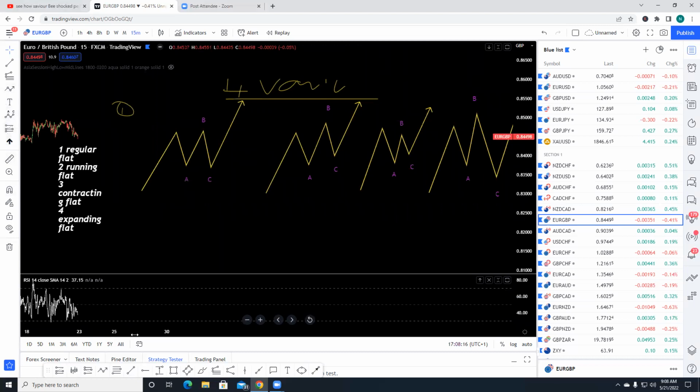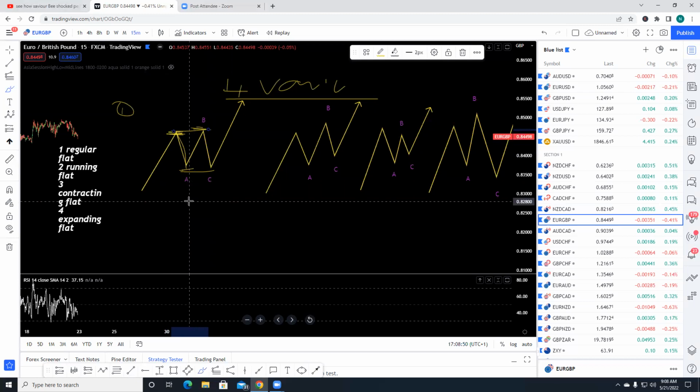Okay. Now, the first one is the regular flat. Regular flat here, look at the end of wave B. In a regular flat, wave B does not cross the beginning of wave A. Look at wave A here. This is the beginning here. When wave B now comes here, it does not break this top here and then come down. And when wave C is coming down, it does not break the end of wave A here. So when you have this type of flat in the structure, you call it a regular flat.